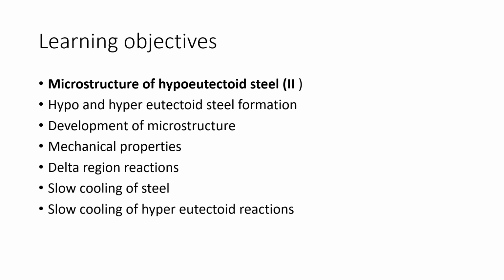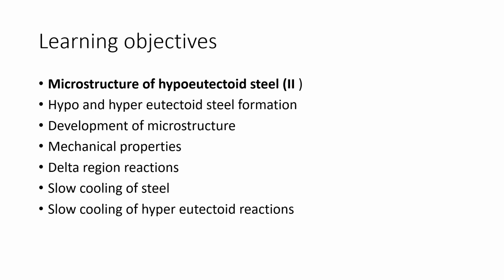In this lecture, our learning objectives are to discuss the microstructure of hypoeutectoid steel and to distinguish between hypo and hypereutectoid steel formation. We'll study the different processes of hypo and hypereutectoid steel formation, develop the microstructure of hypo and hypereutectoid steel, and discuss the different reactions that occur during this formation.